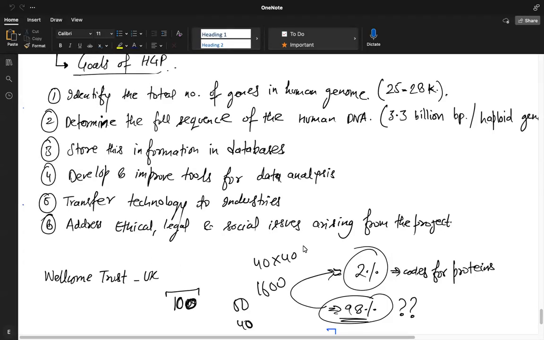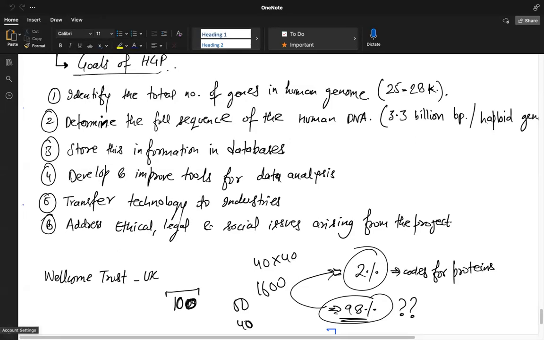Then to store this information in database, to develop and improve tools for data analysis, and transfer related technologies to other sectors such as industries. Fourth thing, address the ethical, legal, and social issues that may arise from this project.